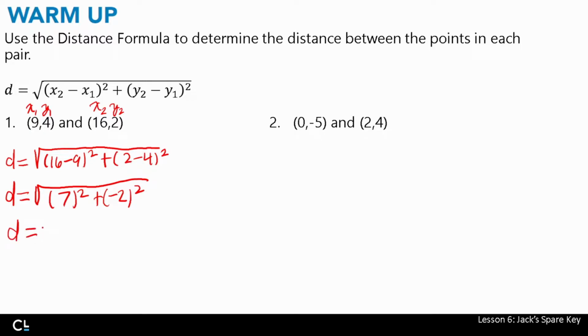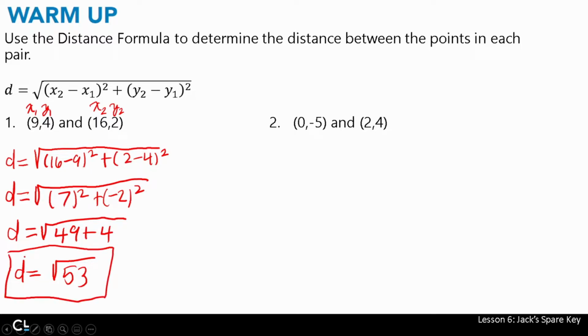We get d equals square root of 7 squared. 7 squared is really just 7 times 7. That's going to be 49 plus negative 2 times negative 2, because that's what negative 2 squared is. And that's going to be 4. Now all we have to do is say d equals square root, add these two together. It's going to give me 53. I'm going to leave it just like that. Awesome. So if you're trying to feel confident in your math, take a second, pause this video, try the next one before we go over it.